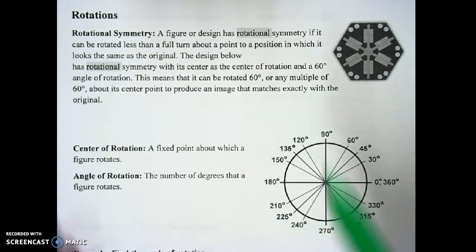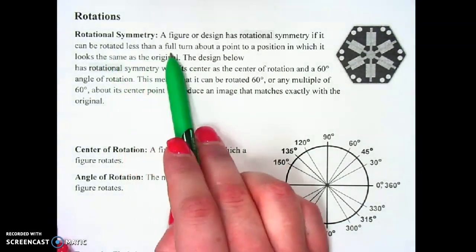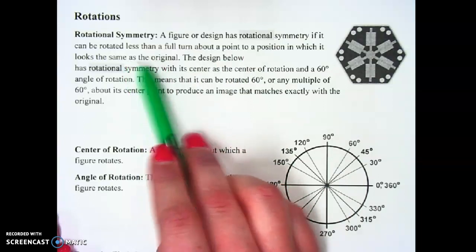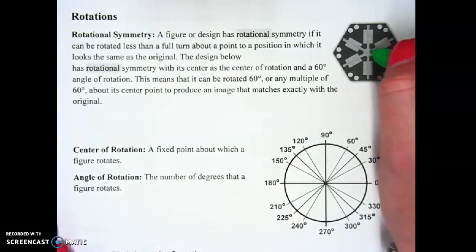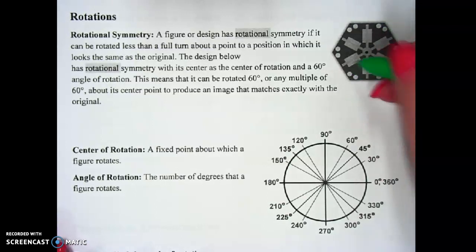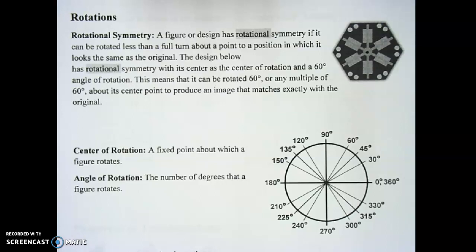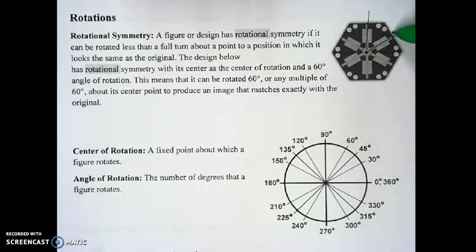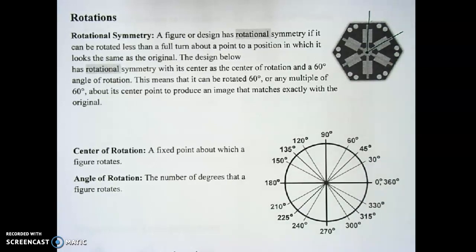Rotation is when a shape can be rotated less than a full turn around a point so that its position is similar to the original. As I spin this shape, every time I turn it, it's going to start looking the exact same shape. Keep in mind it's less than a full circle. One way I could split up this picture would be from here to here. As I spun it, it would turn out looking exactly the same.